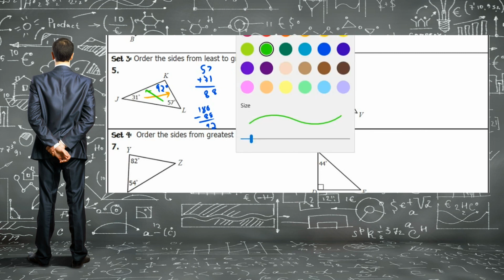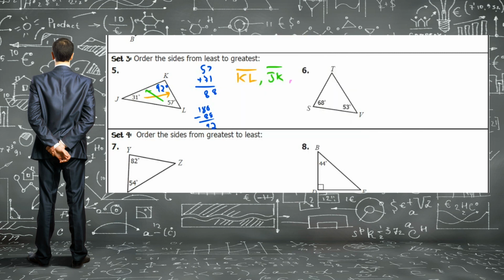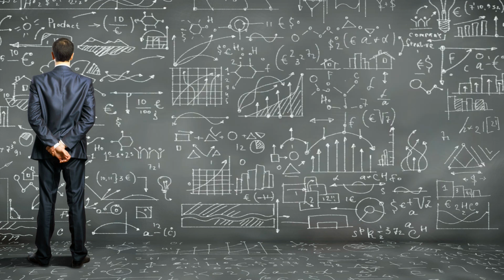And then finally, what's the largest angle? That's 92 degrees, and the side straight across from 92 degrees is JL. So the order should be, wow, what is that? The order should be KL, then JK, then JL. And that's number 5. All right, so you guys are gonna do 2, 3, 4, 6, 7, and 8 on your own.